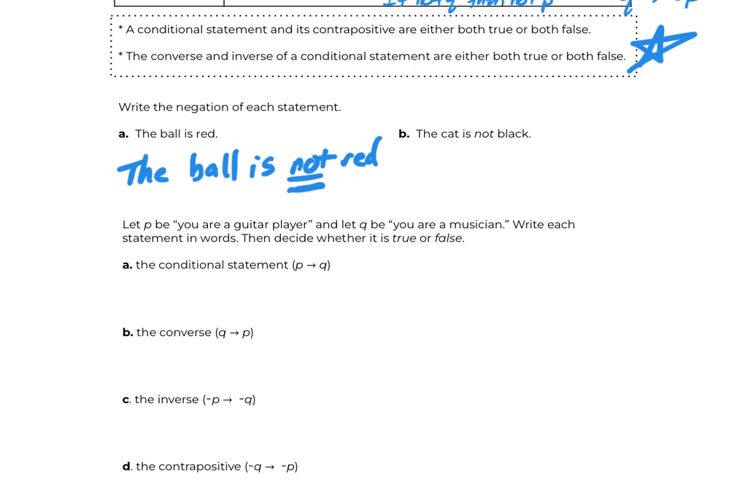If the word not is already in there, we're simply just going to take it out. If I said the cat is not black, then the opposite of that would be the cat is black. We're not putting it in if-then form. We're just rewriting the statement, either inserting the word not or taking the word not out if we're doing a negation.